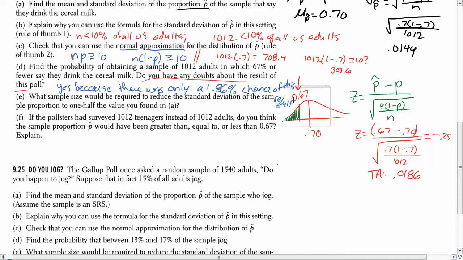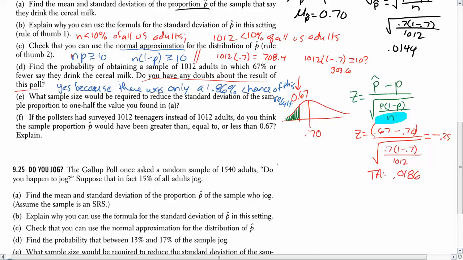What sample size would be required to reduce the standard deviation of the sample to 1/2 the value you found in A? Well, look over on the right here, what I just highlighted in blue. In order to cut a fraction in half, you have to multiply the denominator by 2. But in order to cut a standard deviation in half, since it's underneath the square root, you have to multiply it by 2 squared.